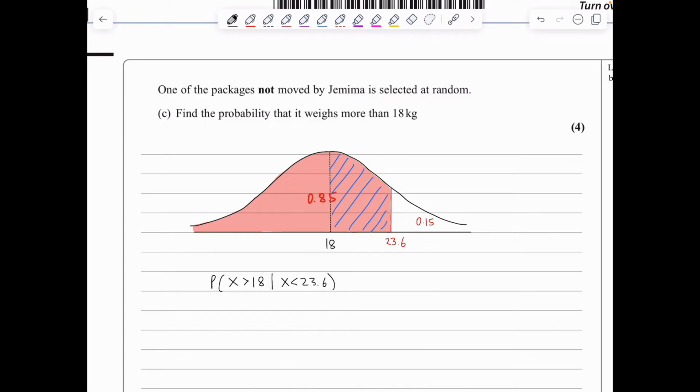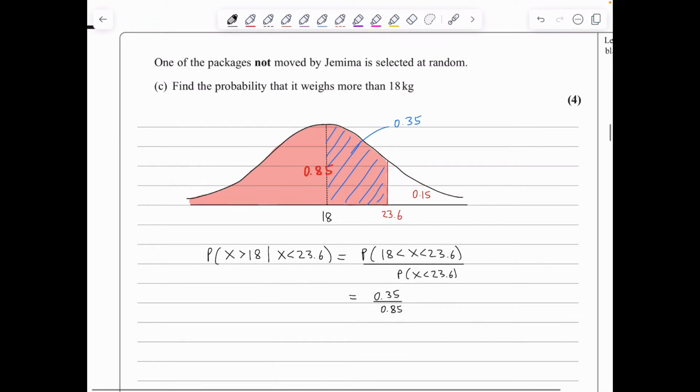This is conditional probability. From the bell-shaped curve, we see that it's the probability that we are between 18 and 23.6 divided by the probability of x being less than 23.6. So if all of this here is the 50%, the 0.5, it means that this region here is simply 0.35. So the probability I'm between 18 and 23.6 is 0.35, to be divided by the 0.85, and this gives an answer of 7/17.